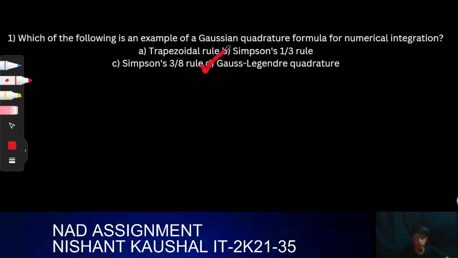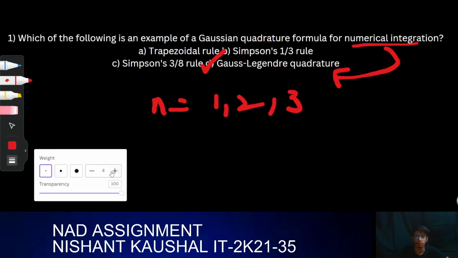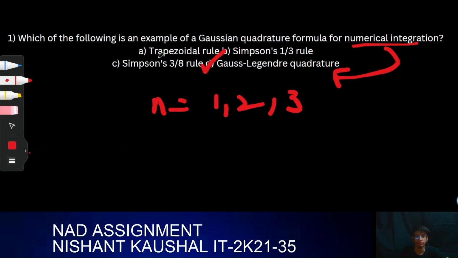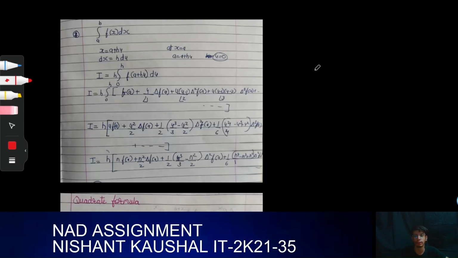So its answer will be D, because from numerical integration we derive this formula first, and by putting the value of n equals 1, 2, 3, we find the trapezoidal formula, Simpson one-third rule, and Simpson three-eighth rule from the Gauss-Legendre quadrature formula, right? Here we can see in this image how we have derived it.